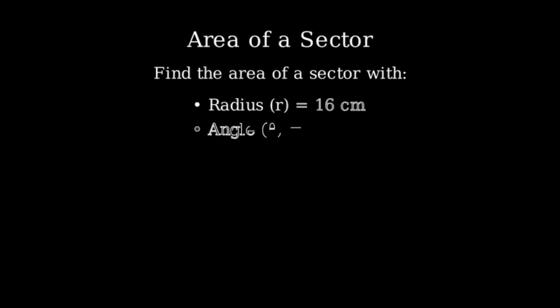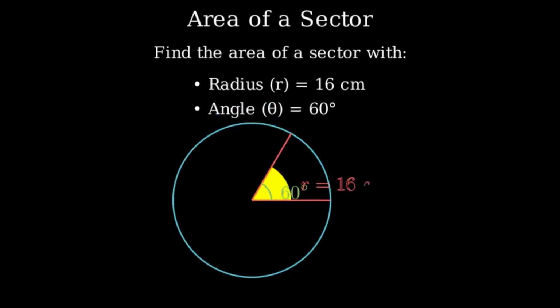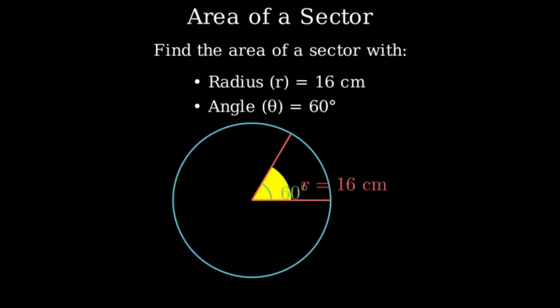Welcome. Today we'll solve a problem involving the area of a sector of a circle. Let's find the area of a sector with radius 16 centimeters and an angle of 60 degrees at the center. Let's visualize what a sector looks like. A sector is a portion of a circle bounded by 2 radii and an arc. Here, we have an angle of 60 degrees at the center and a radius of 16 centimeters.